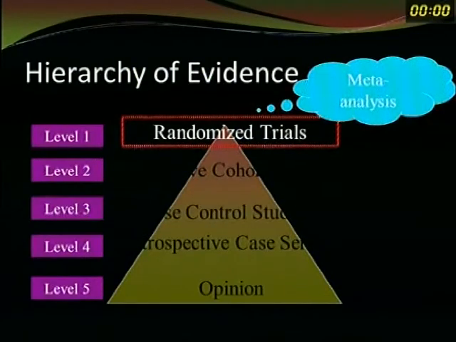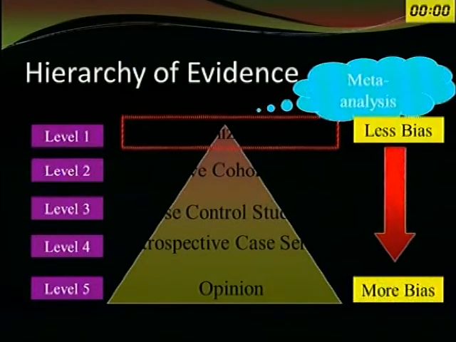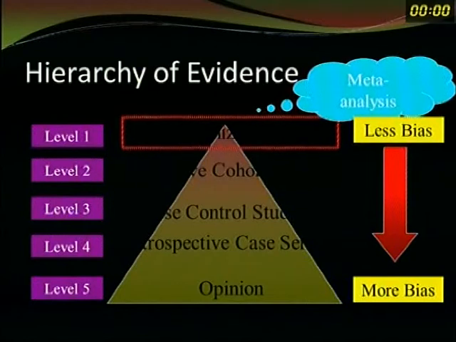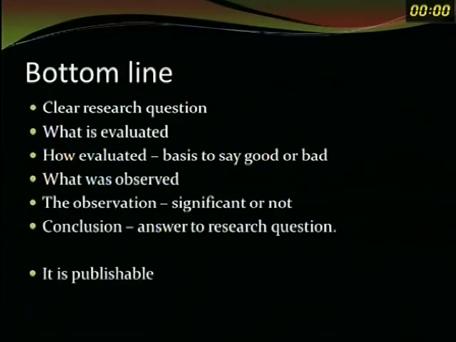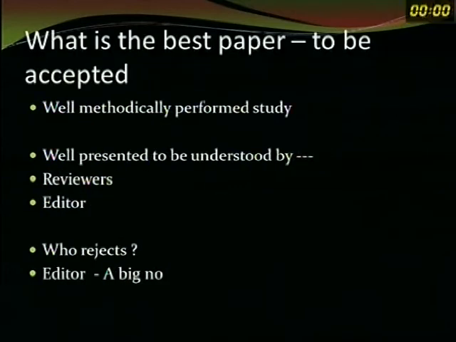So in the hierarchy of evidence from level 1 to level 5, the bottom line is that what we are trying to do is to move from less biased study to more biased study. So randomized, if ideally done, is the least biased, and that is why it has the best evidence, and opinions are the most biased. But the bottom line is that if you have a clear research question, you have clearly defined what is evaluated, how it is evaluated, what is the basis to say good or bad, or what was observed, and whether this observation is significant or not by statistical calculation, and the conclusion answers your research question, then if you have these ingredients in any work, it is publishable.